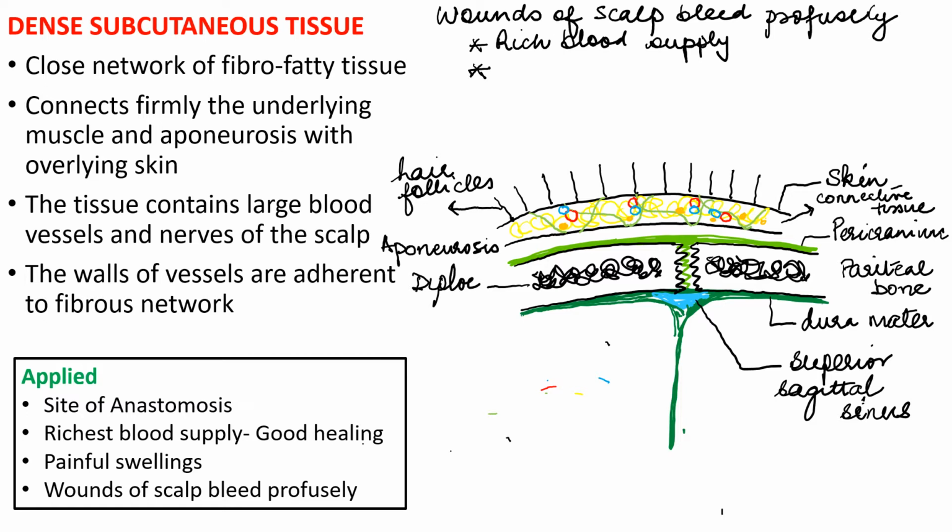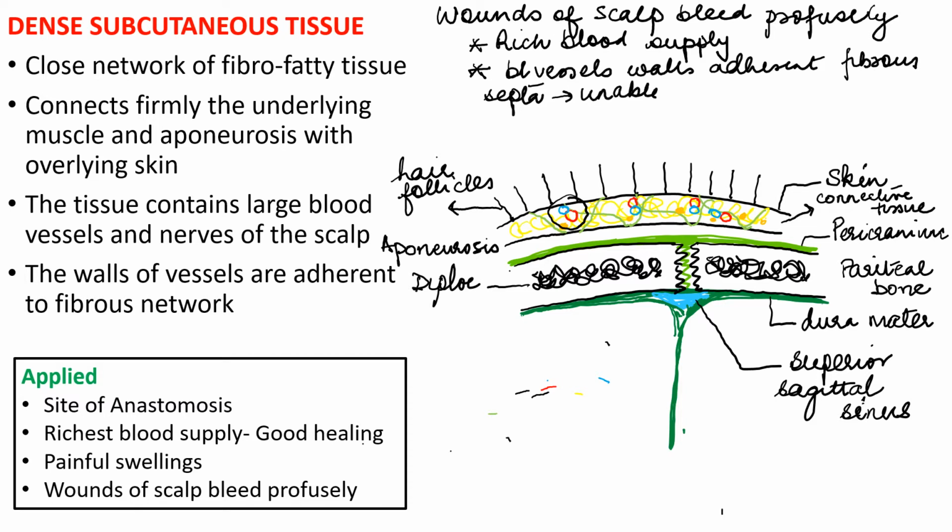Number two, the other important factor. Look at this. The walls of the blood vessels are adherent to the fibrous septa. As a result, the first step for the bleeding to stop normally is that the blood vessels should be able to retract. These blood vessels are unable to retract. So as a result, bleeding takes place profusely. The only way the bleeding can be arrested is by pressing the blood vessel, the area where it is bleeding, against the underlying bone. Okay?